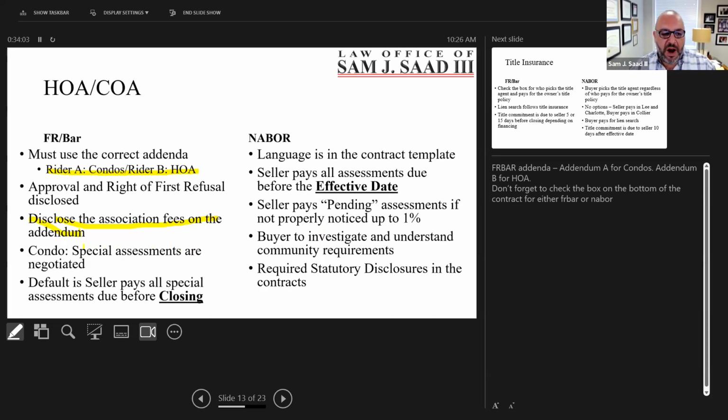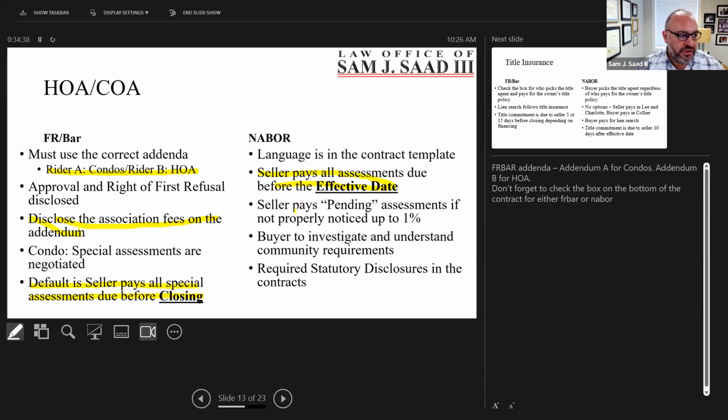Under the FRBAR contract, special assessments are negotiated. You check the box. Under the NABOR contract, the seller pays all special assessments due before the effective date. And the default under the FRBAR contract is that the seller pays all special assessments due before closing. So the NABOR contract has a very complicated scheme for dealing with special assessments of associations.